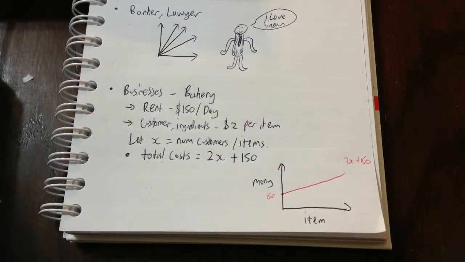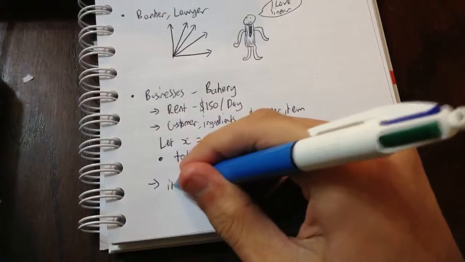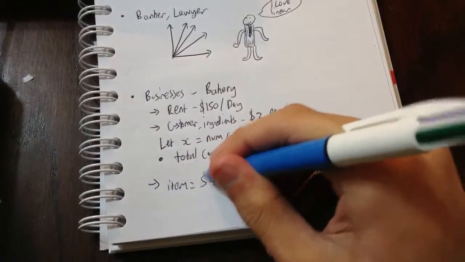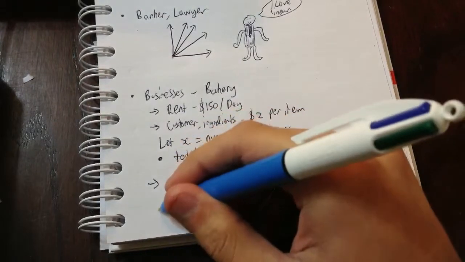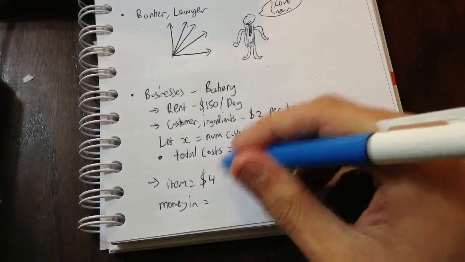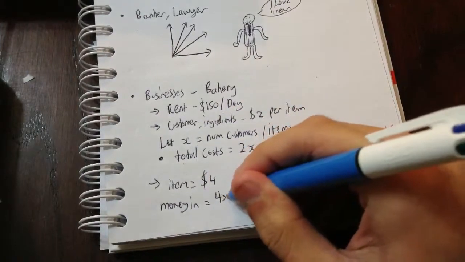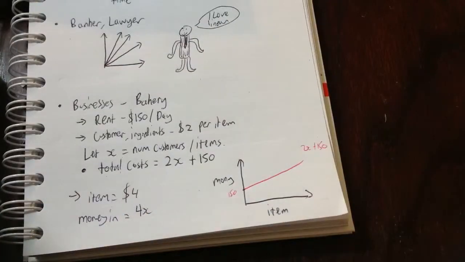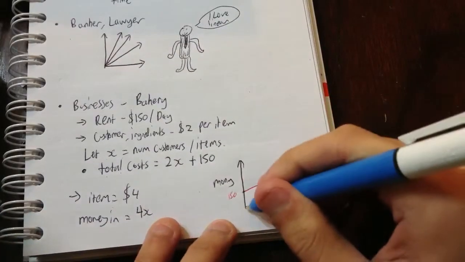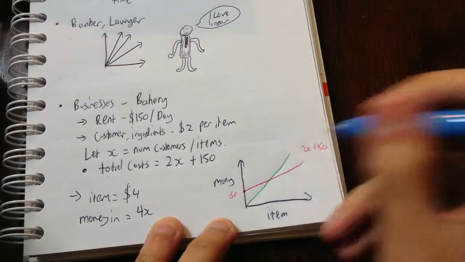And now, on the other hand, we're going to talk about the money coming in. Let's say we sell every item for $4. Item equals $4. So how much money am I getting in? Money in equals 4 times the number of items I'm selling. And x is the number of items I have, so it's 4x. And this graph will look more like this. I'll use green. So it should have twice the gradient. So it should look something like that. Okay?